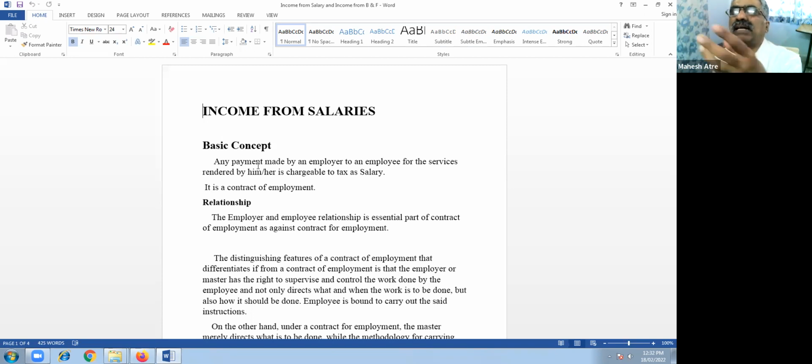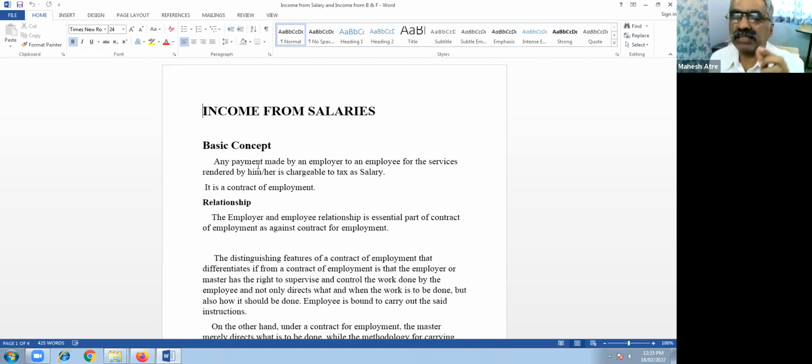If the relationship of director and the company is of employer and employee, then the amount paid by the company to its director is income from salary, which we call remuneration to directors. But if the relationship of director and company is not of employer and employee, then we still call it remuneration to director, but it is not taxable under the head income from salary. So it depends upon the relationship. When we make the payment to the directors, we use the word remuneration, but remuneration is nothing but salary.